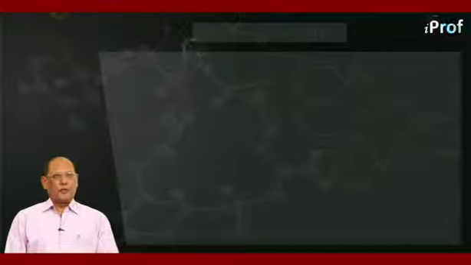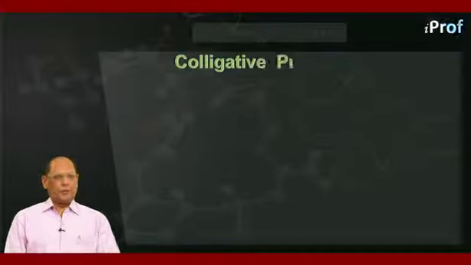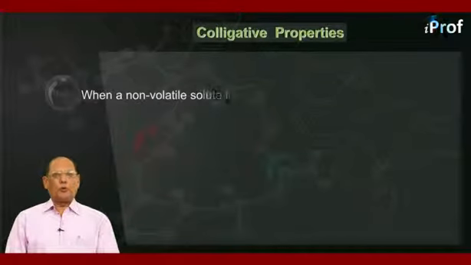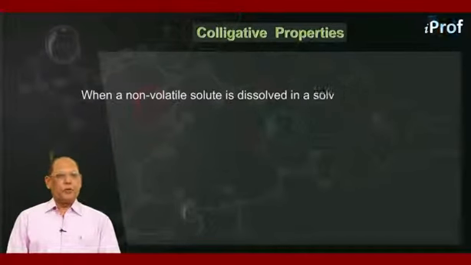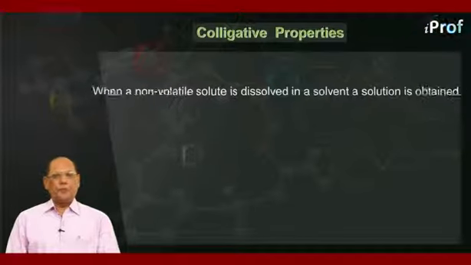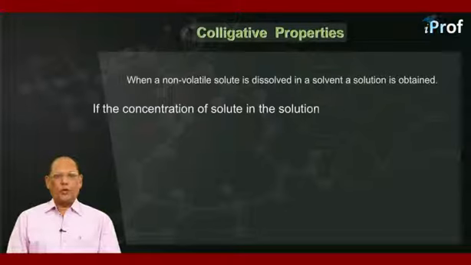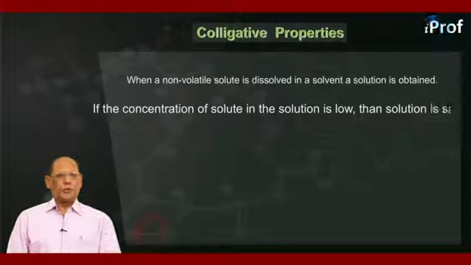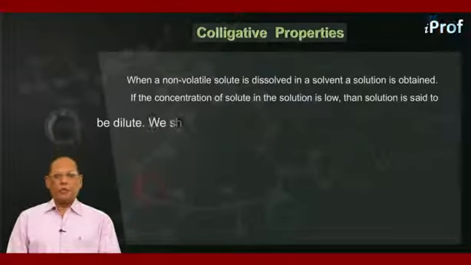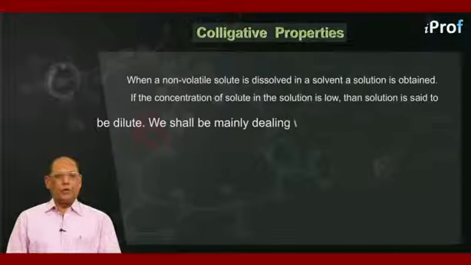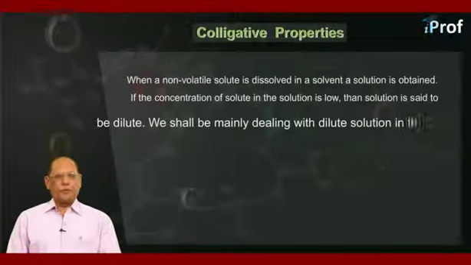The next article is colligative properties. When a non-volatile solute is dissolved in a solvent, a solution is obtained. If the concentration of the solute in the solution is low, then the solution is said to be dilute. We shall be mainly dealing with dilute solutions in this chapter.